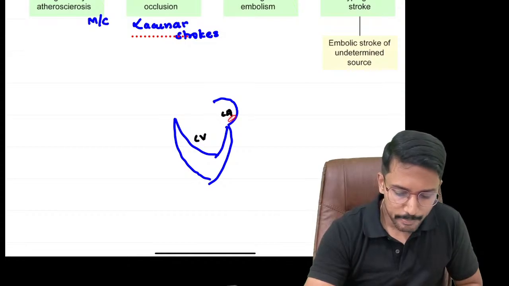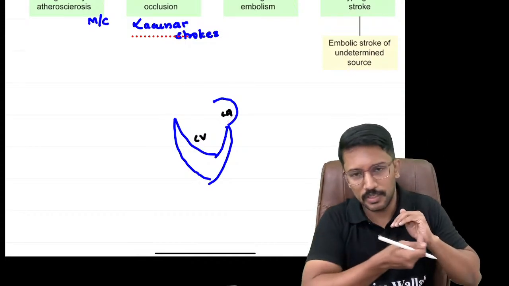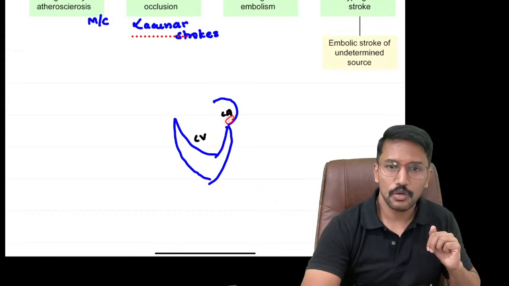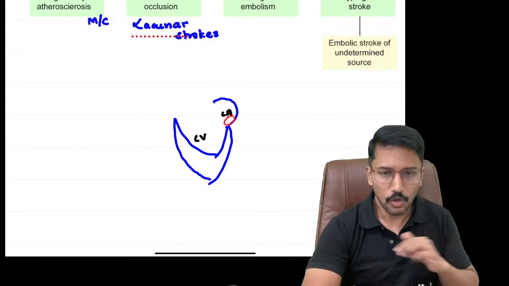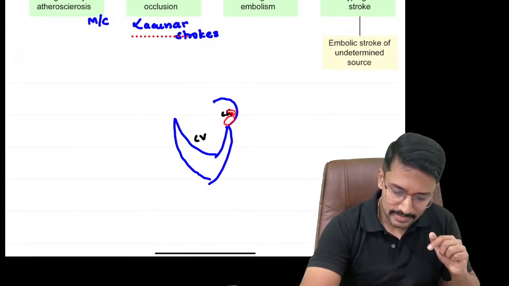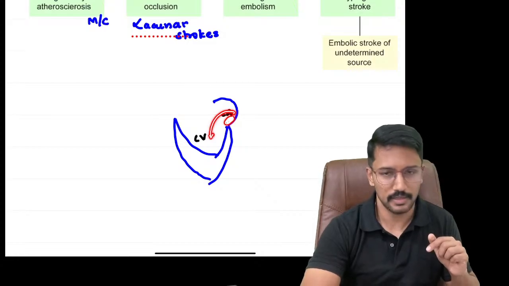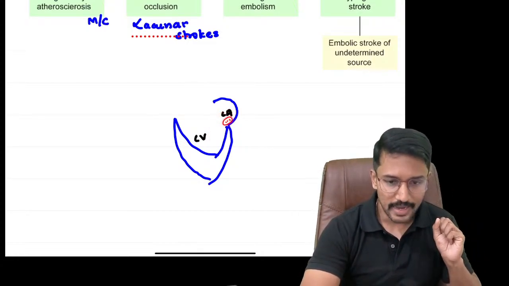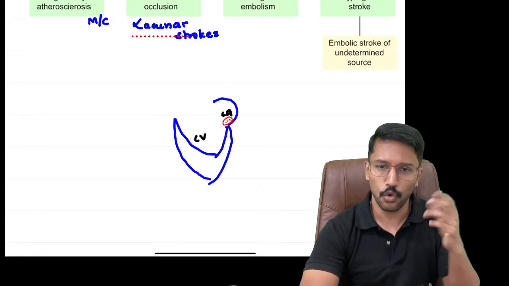There is some dependent part in the left atrium, especially the posterior lower part of the left atrium. There will be stagnation of the blood. This blood is not moving because if left atrium contracts, then it pushes that blood into the left ventricle. But unfortunately, it is not contracting, merely shaking. And when blood stagnates, it has a tendency to coagulate.